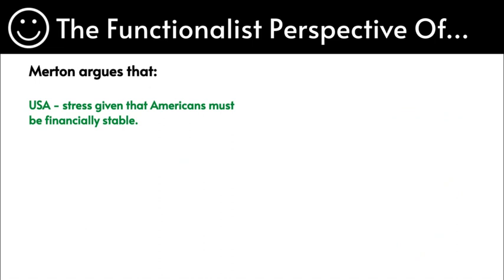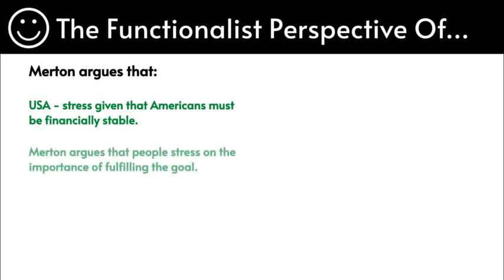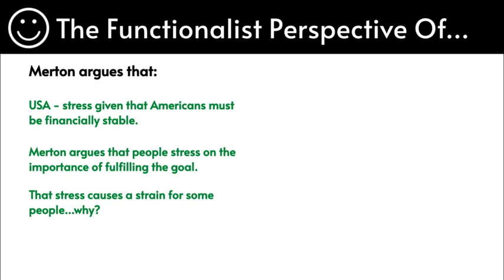That's what the USA is all about, and all of these things are also stressed within the American law book and stuff like that. It's always there. So the American Dream, I can say, is like a law book. The American Dream actually stresses the need to be financially stable, and it sets out how people should fulfill the goal, which is mainly to be financially stable. They stress on this. So this stress is known as a strain.